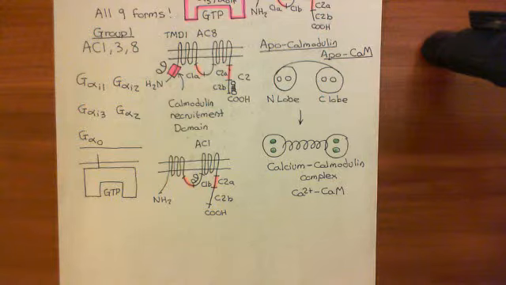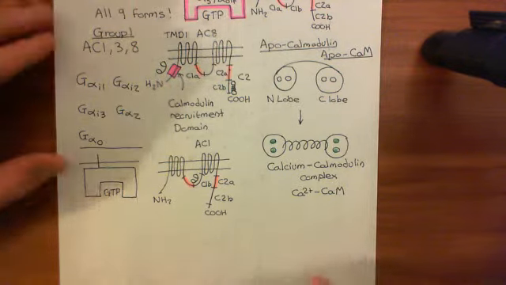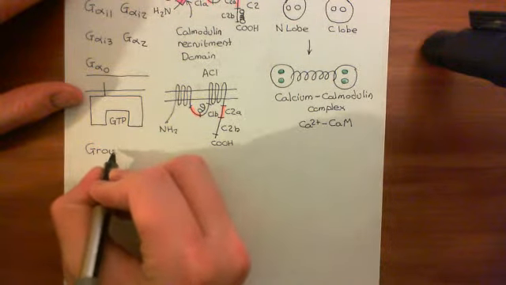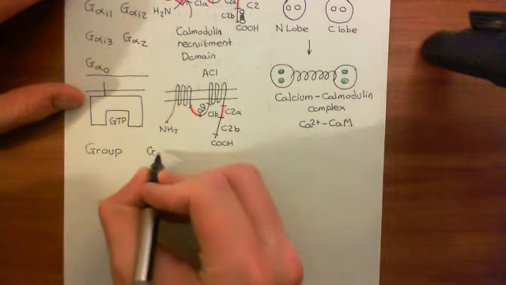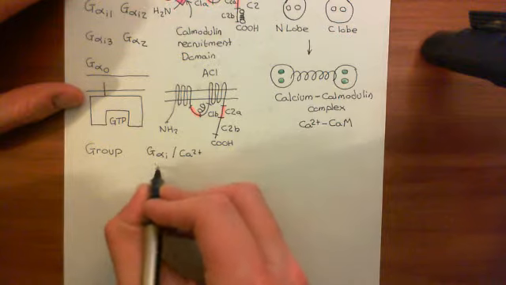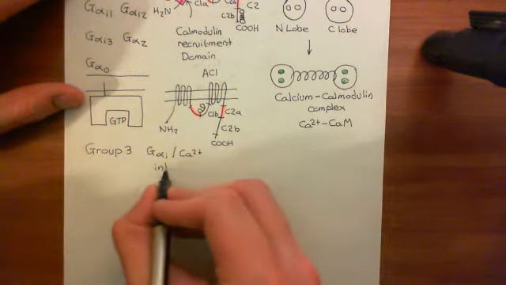Okay, right. So, that is the inhibition of the activation of the calcium-activated adenylyl cyclases. What we're now going to turn our attention to is the inhibition of the calcium-inhibited adenylyl cyclases. Remember there were the group 3 adenylyl cyclases, which were G-alpha-I and also calcium-inhibited adenylyl cyclases. So this is group 3.